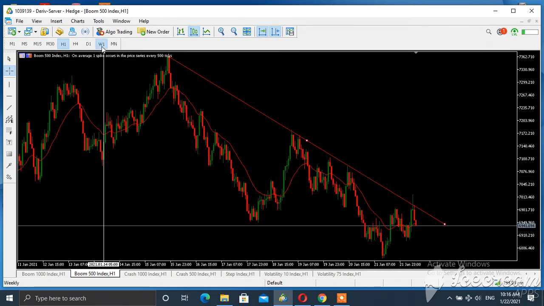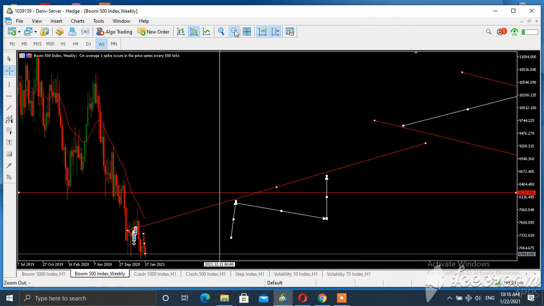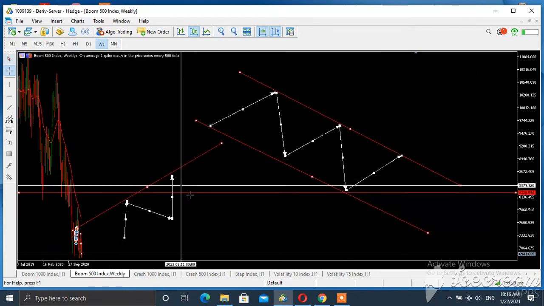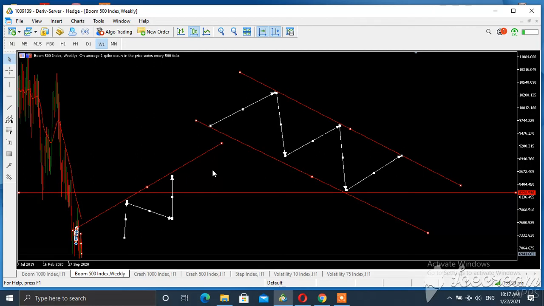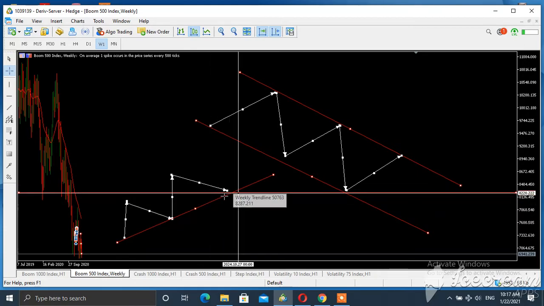Before we go to Crash 500, I also told you about uptrend, which is about buying on Crash. You draw your trend line because you already identified it as an uptrend. So you let it connect at least 2 points. All you have to do is wait for a buying opportunity. You buy when it touches this trend line.